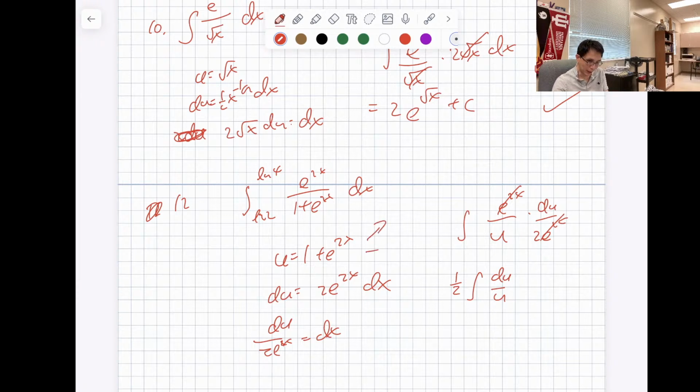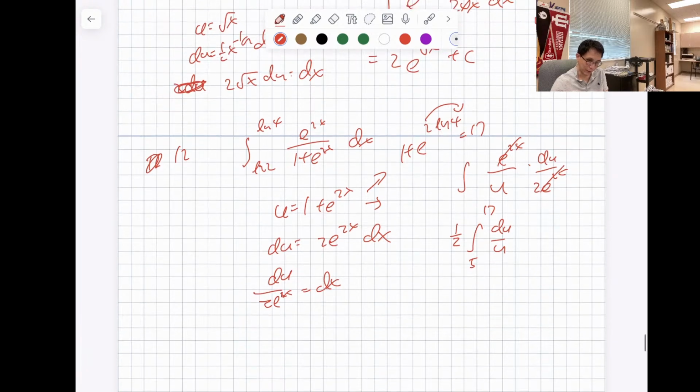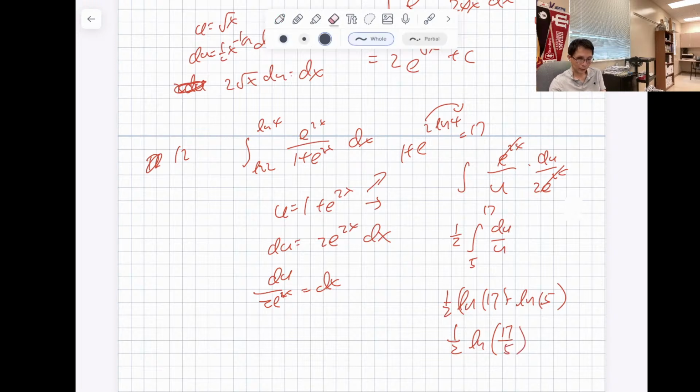Now I'm going to plug in here, and if you plug in here, it's going to be 1 plus e to the 2 ln of 4. So this 2 is going to be here, so they end up being 17. That's kind of hard. And the bottom is 5. So it'll be 1 half ln of 17 minus ln of 5, or 1 half ln of 17 over 5. Either way, 3 check mark.